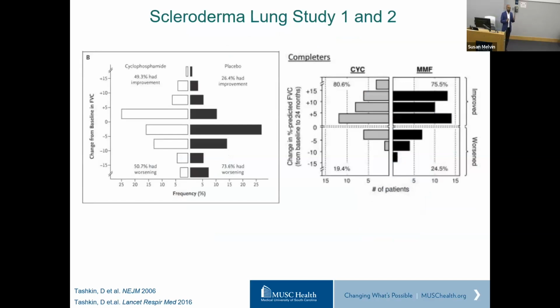So we know that treating patients with immunosuppressives who have scleroderma lung disease is beneficial. The initial drug that was studied was cyclophosphamide, and then subsequently we compared it to a common drug called Cellcept. And both of them were beneficial. Only thing was Cellcept was associated with fewer adverse events and was better tolerated than cyclophosphamide.